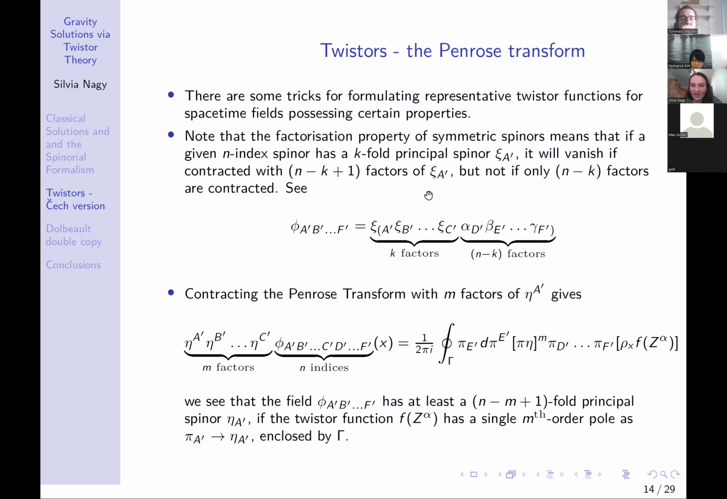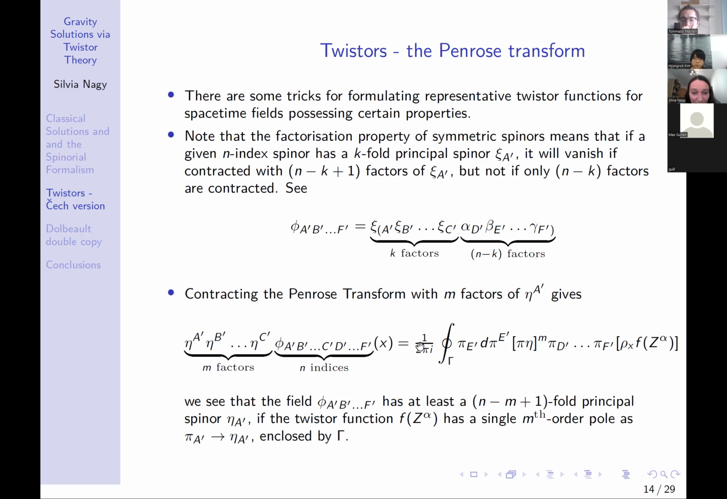So this will vanish. This is why if I contract this with n minus k, it's okay, because remember, I'm symmetrizing over all of these. So I can always just hit these n minus k guys. However, if I add one more, then I have no choice, and one of the xi's that I contract with has to hit one of these xi's here. So then I have to get 0.